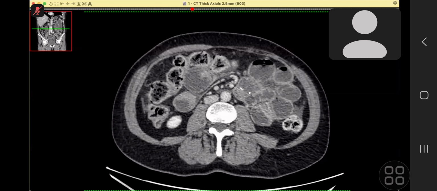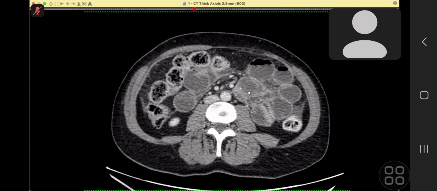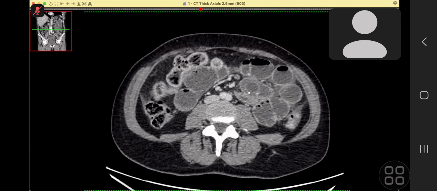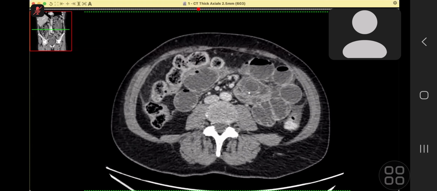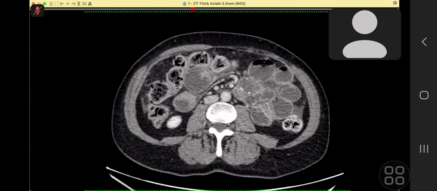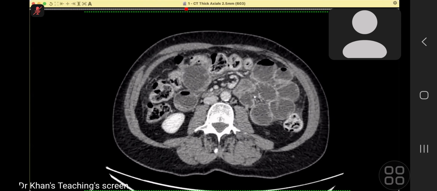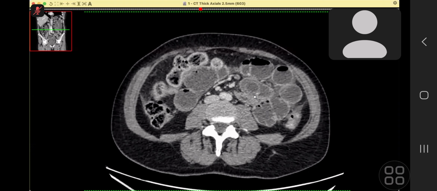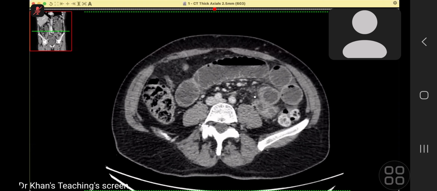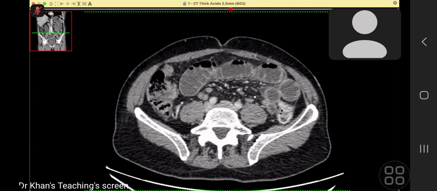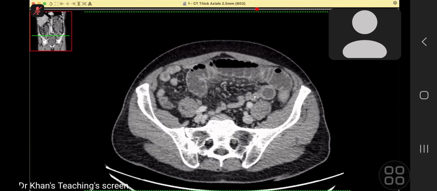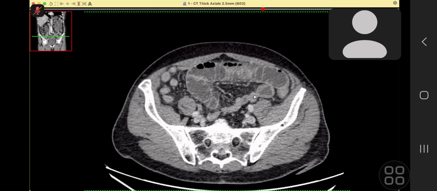In this image, I can see that there is a laminated body or laminated structure seen here with some foci of peripheral calcification. I want to check the bowel distal to it to see if it is collapsed or not, to indicate if this is the cause of the small bowel obstruction.